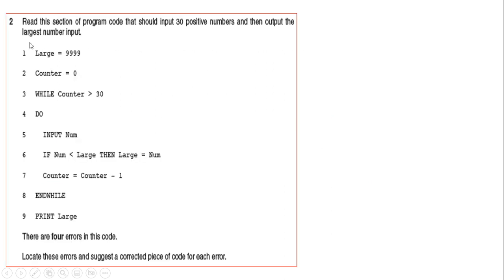So this is a question. It says, read this section of program code that should input 30 positive numbers and then output the largest number input. Okay, so we're going to enter 30 numbers and it's going to tell us the largest of the 30 numbers. When we have a look, there are 4 errors. So it says there are 4 errors in this code. Locate the errors and suggest a corrected piece of code.